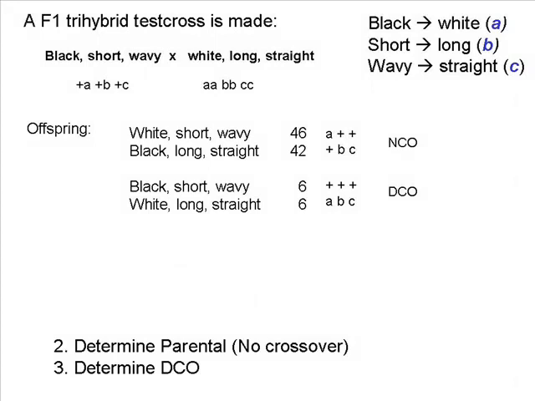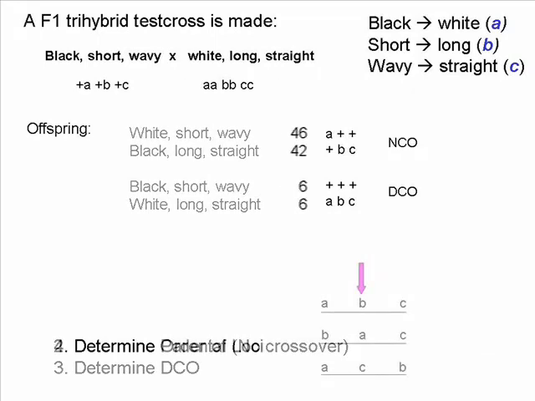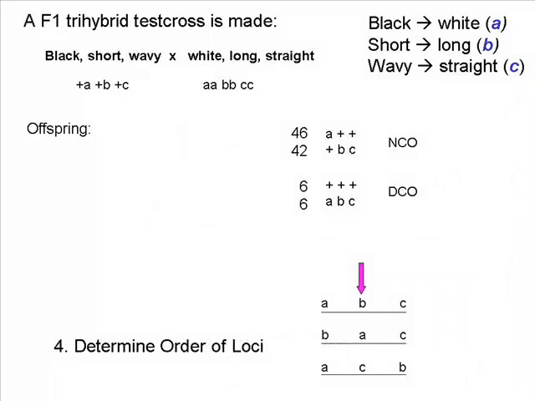By doing that, you're simply going to use the no crossover with the double crossover. Now, let's look at the idea of order for just a moment. If we have 3 loci, they could occur in 3 different orders. You could have B in the middle between A and C, so the order would be A, B, C.